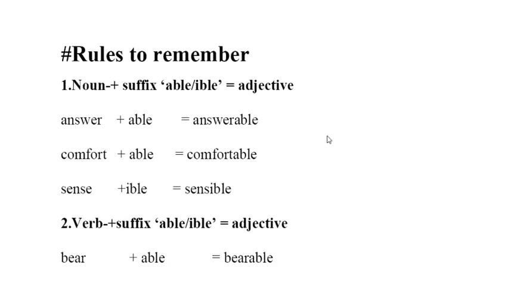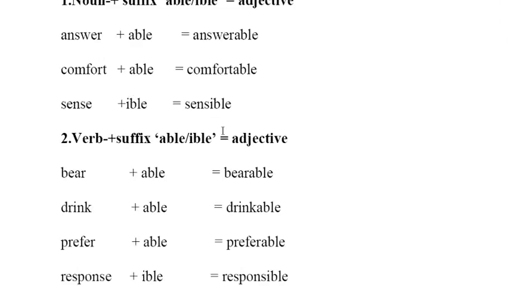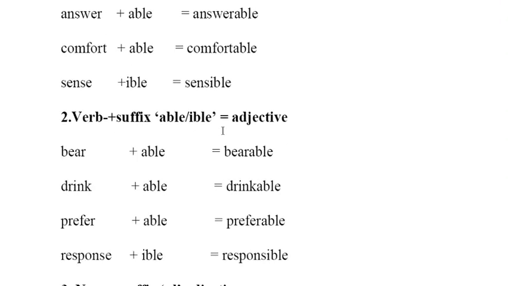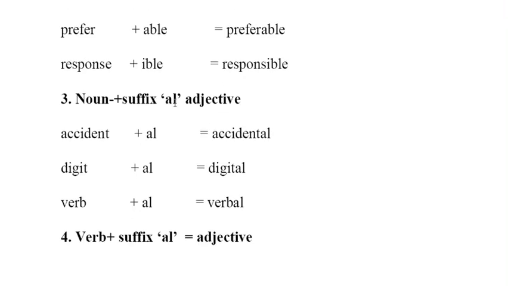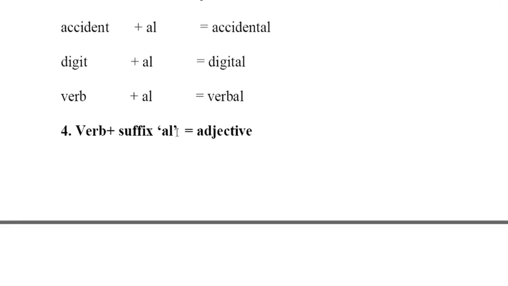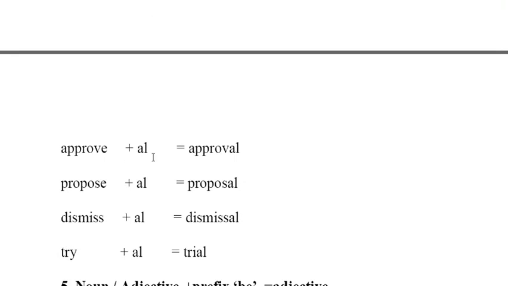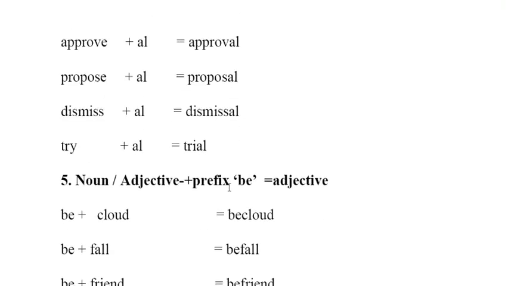And the rules we learned. First, noun plus able or ible becomes an adjective, like answer plus able, answerable. Rule 2: verb plus able or ible becomes an adjective, like wear plus able, wearable, drink plus able, drinkable. Noun plus suffix al becomes an adjective: accident plus al, accidental. Digit plus al, digital. Verb plus suffix al becomes a noun: approve plus al, approval. Propose plus al, proposal.